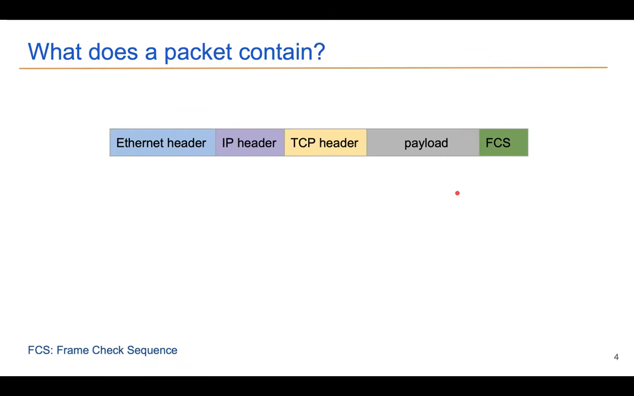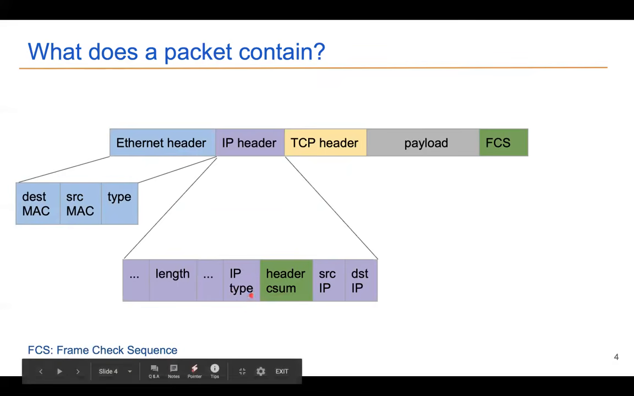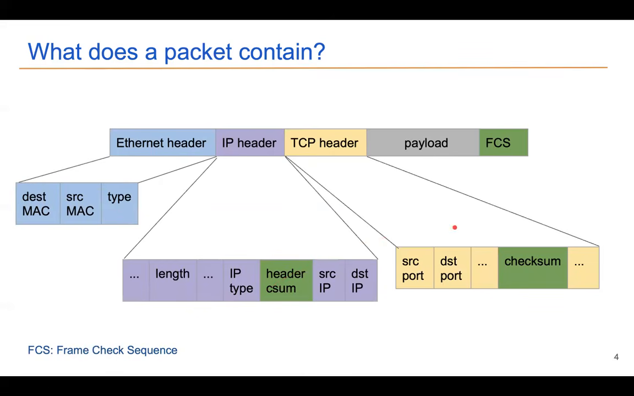What are the main contents of these headers as far as this talk is concerned? The Ethernet header consists of source and destination MAC addresses and a type that determines the next header. In our case, it is IP. Similarly, the IP header comprises source and destination IP addresses, header checksum, packet length, and a type for the next header, which is TCP in our case. The TCP header comprises source and destination port or socket address that identifies the application from where the data came or should be delivered, and it also contains a checksum.